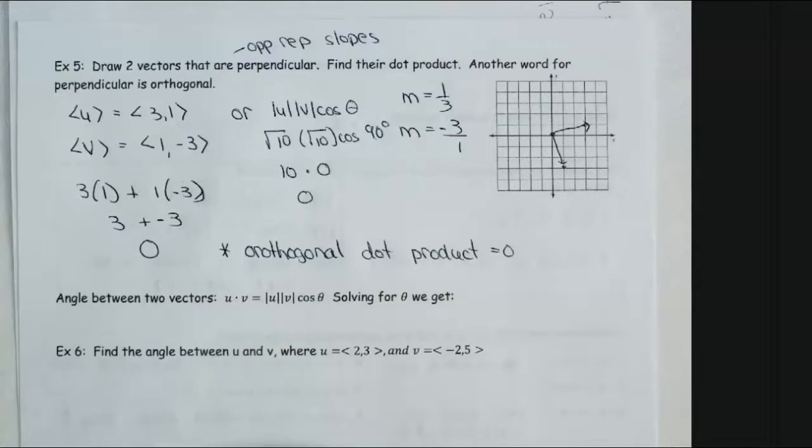So again, anytime that product is equal to 0, we end up with the vectors being orthogonal, which is just a fancy word for perpendicular.